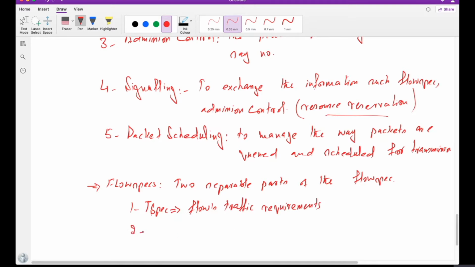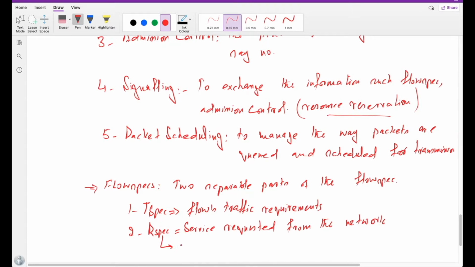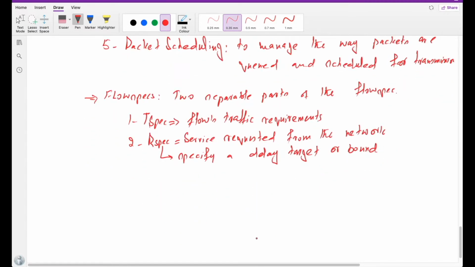And the second type of flow spec is RSpec. And RSpec basically provides, or identifies, the service that is requested from the network. This basically specifies our delay target or bound that a service has to follow or provide.